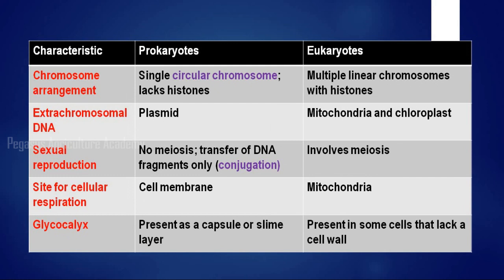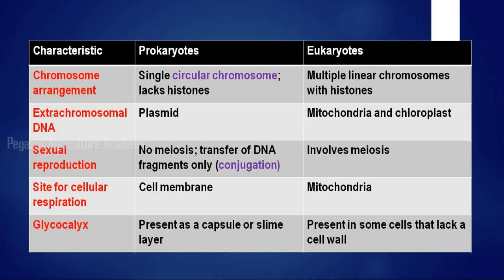And next one is the chromosome arrangement. In case of prokaryotes, it is a very typical arrangement, that is a single circular chromosome is present, and this circular chromosome lacks histones. At the same time, in eukaryotes, multiple linear chromosomes are present which are bound by means of histones. Extra chromosomal DNA like plasmid is seen in prokaryotes, and in eukaryotes, the extra chromosomal DNA is present in the mitochondria and the chloroplast.